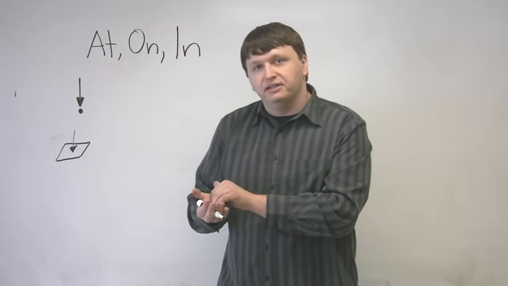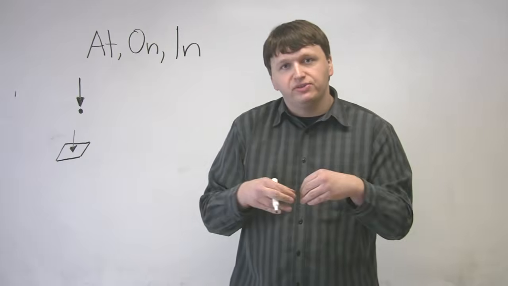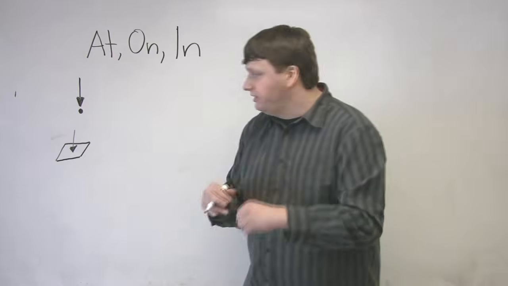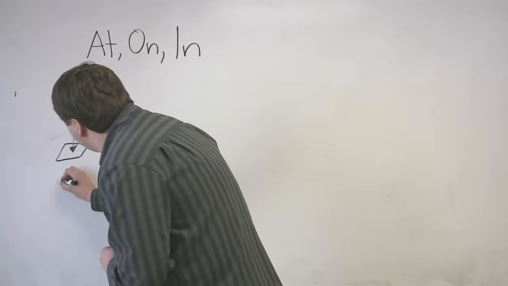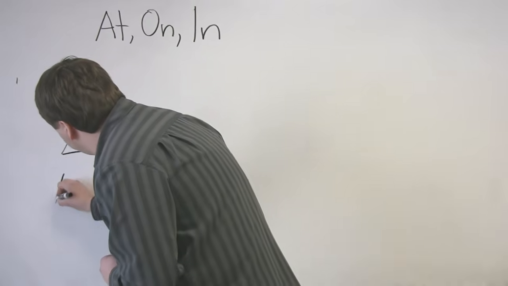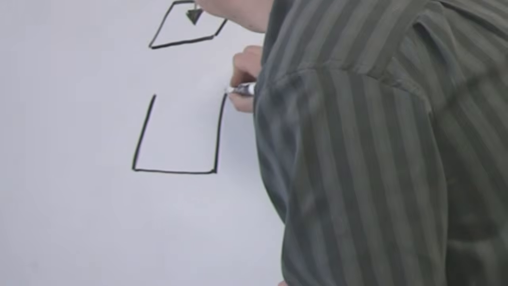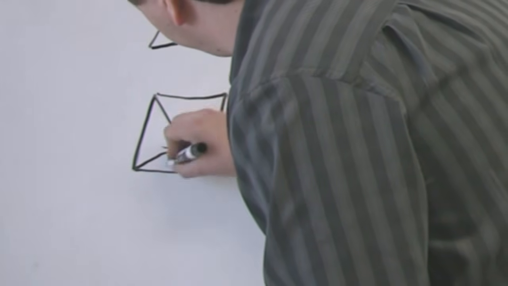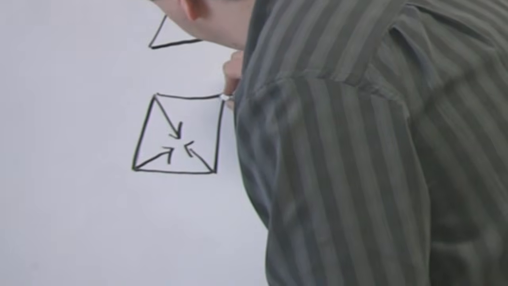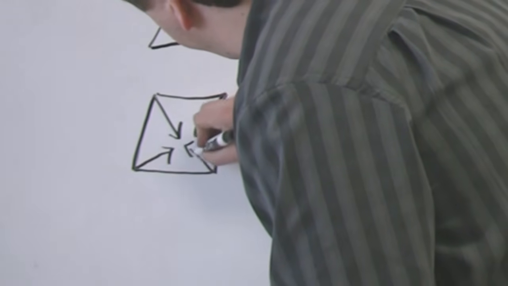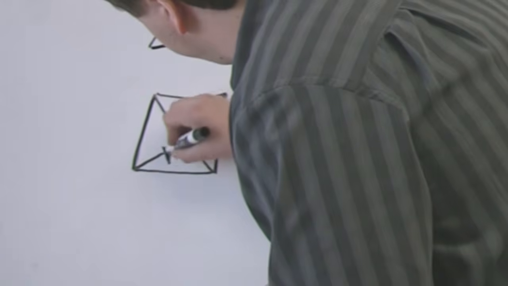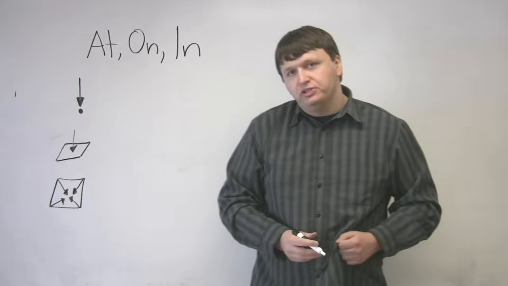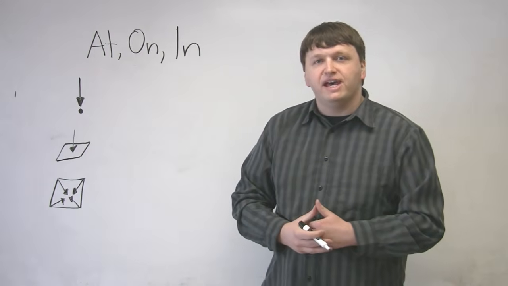Now, in relation to in, we're discussing something that is enclosed in a geographical area, or not necessarily geographical, but something in an enclosed area. So we can show that by drawing a box, and having arrows pointing inside the box. So you can use these as visual cues to help you recall when to use at, on, and in.